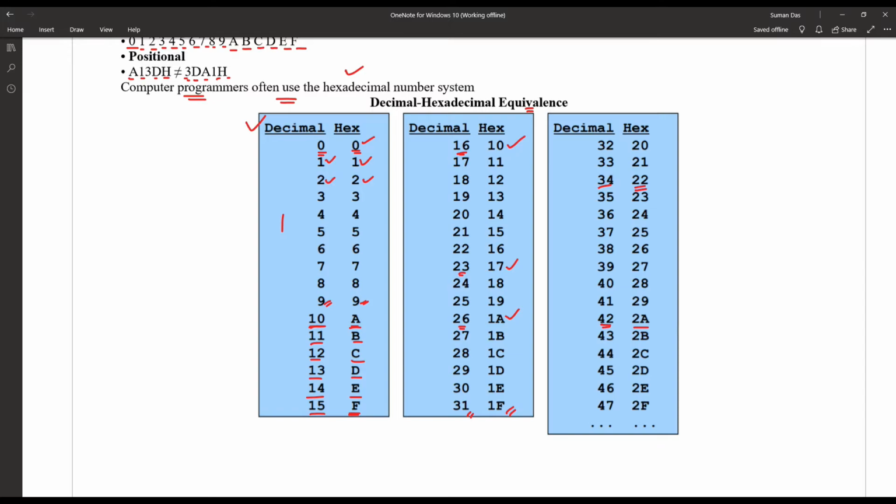Now once again look, the hexadecimal has 16 symbols. So from 0 to 9 they are the same for decimal and hexadecimal.